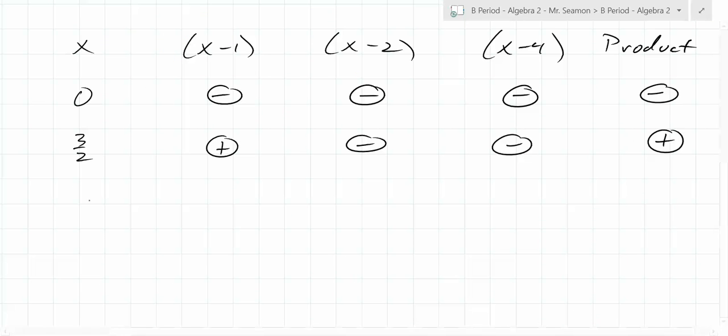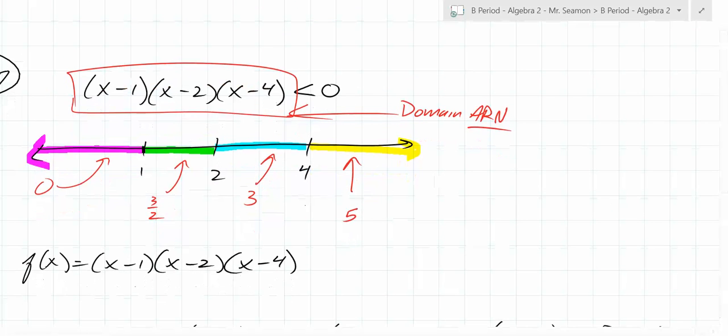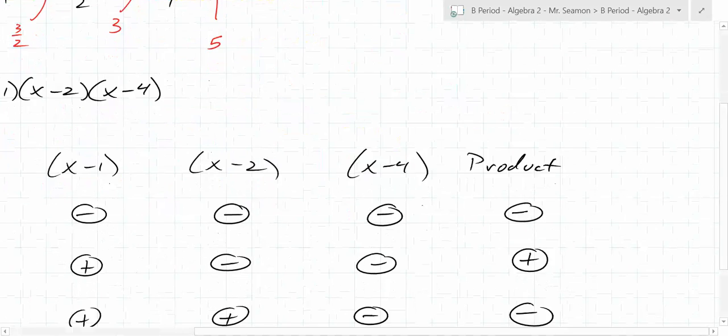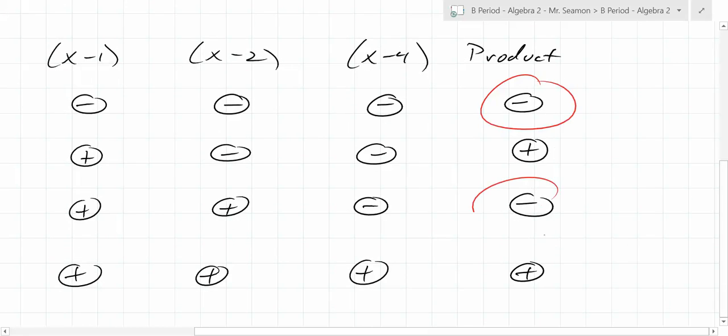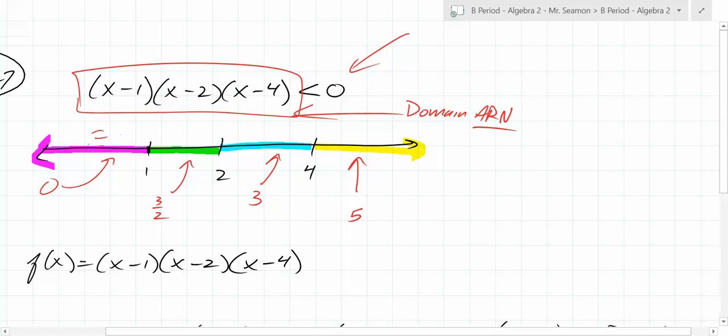And then what's the next one? 3 and 5 are the next two. Plug in 3. What do you get? Positive, positive, and negative. So what do you end up with? Negative. And then here you end up with positive, positive, and so it's positive. So this question is asking, where is it less than 0? Right there, less than 0. So where is it going to be less than 0? Here and there. So we know it's negative, positive, negative, and positive.